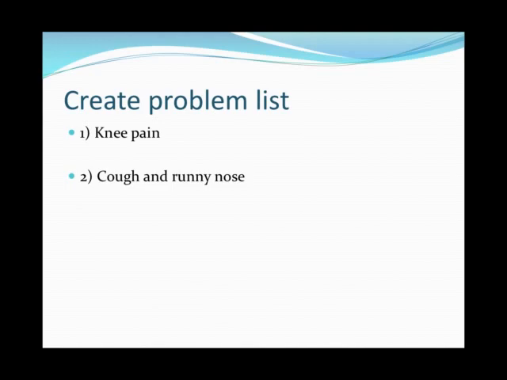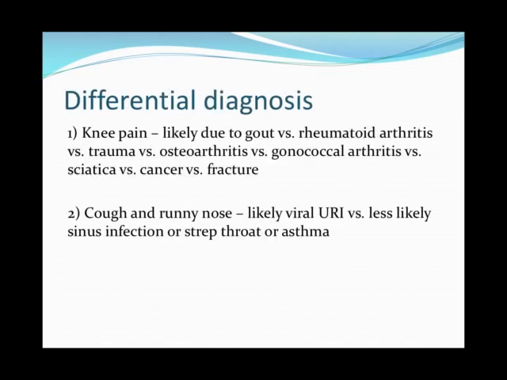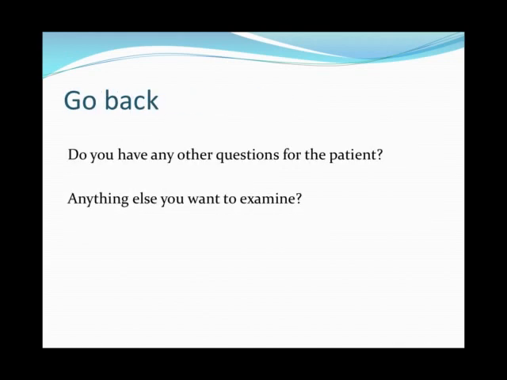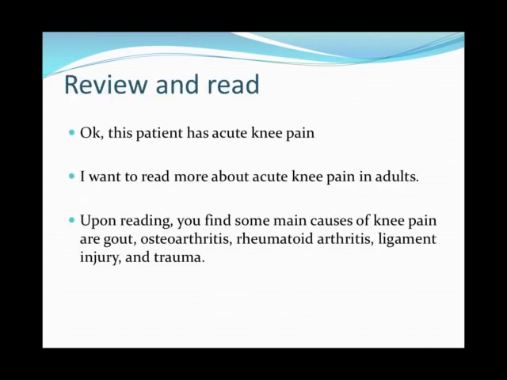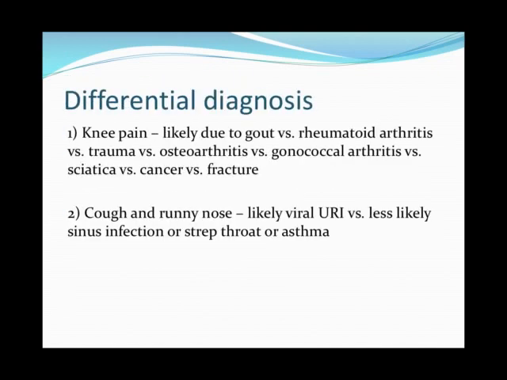And so his main problems are he has knee pain. It's probably the number one problem. And second problem is this cough and a runny nose. So when we're creating a differential diagnoses, we can start writing down things. So we kind of talked about some of the things that you read about that could cause it. So let's add those to the differential diagnoses.